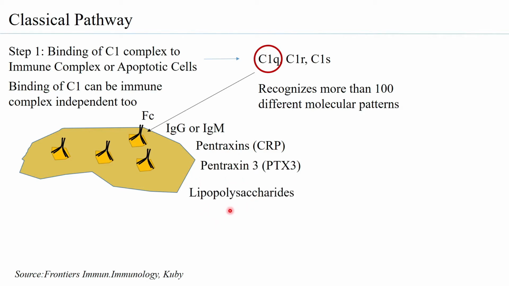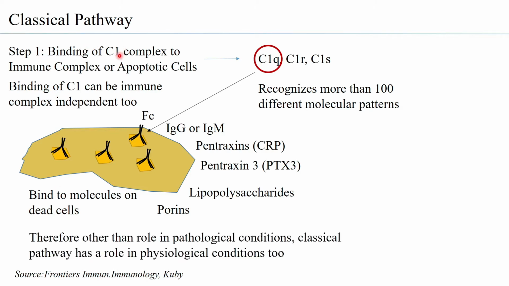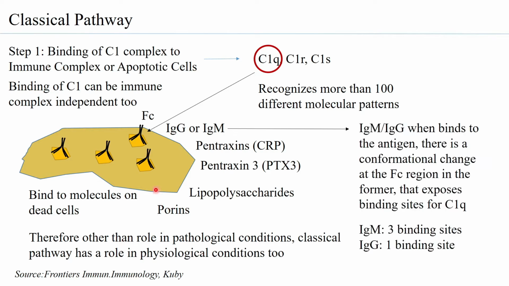It can bind to lipopolysaccharides, which are found on gram-negative bacteria. It can also bind to porins on the surface of several cell types. And it can bind to molecules on dead cells, as mentioned, that is damage-associated molecular patterns. So we cannot therefore say that the C1 complex is associated only with the immune system. It also has a role in physiological conditions, where its main role would be just to ensure that the apoptotic cells die.